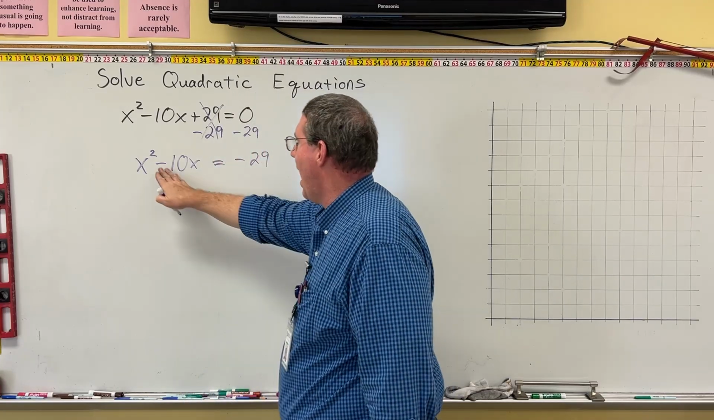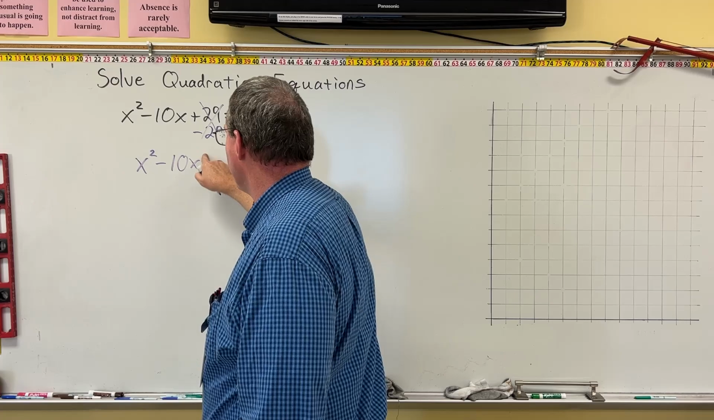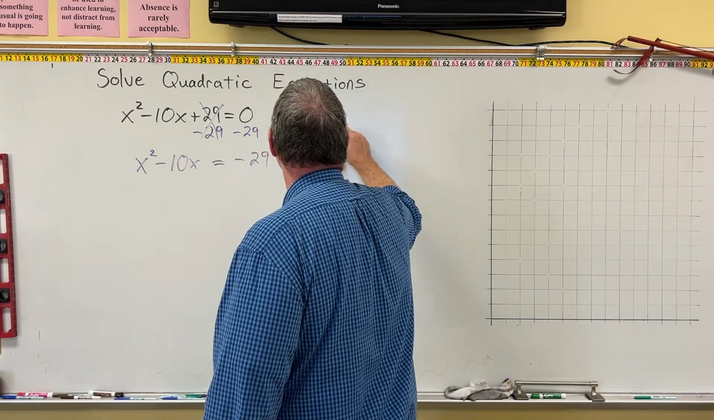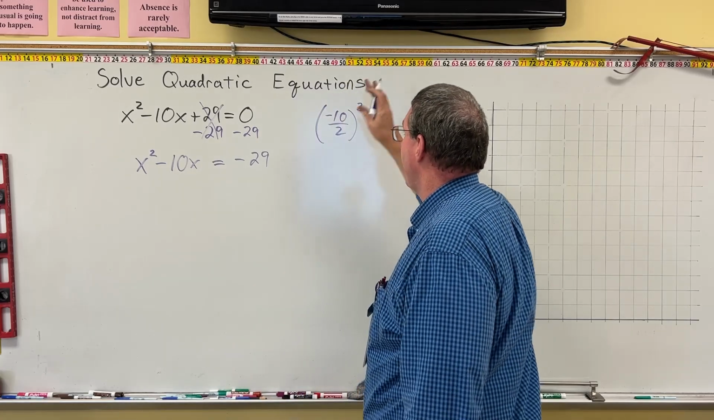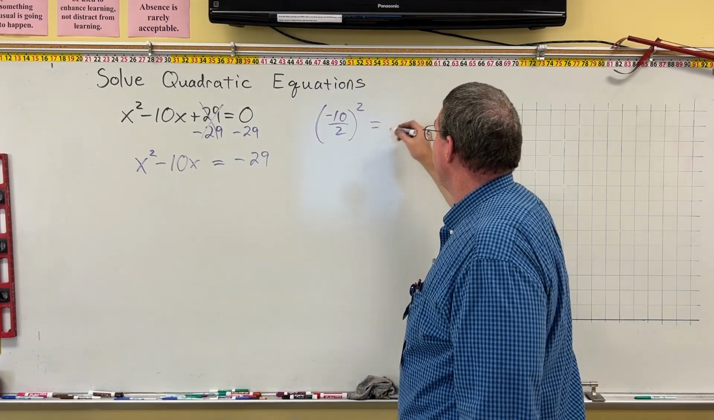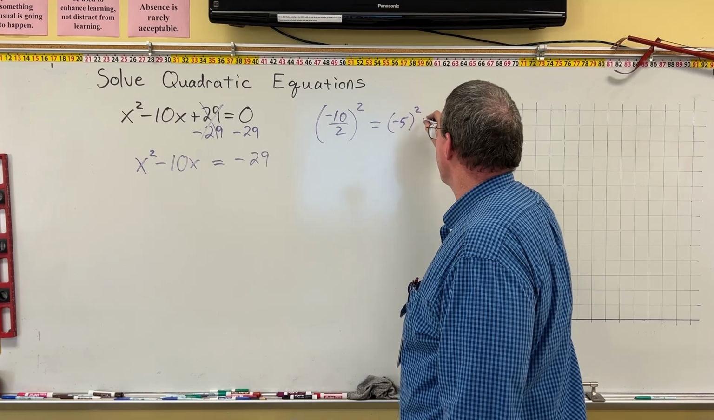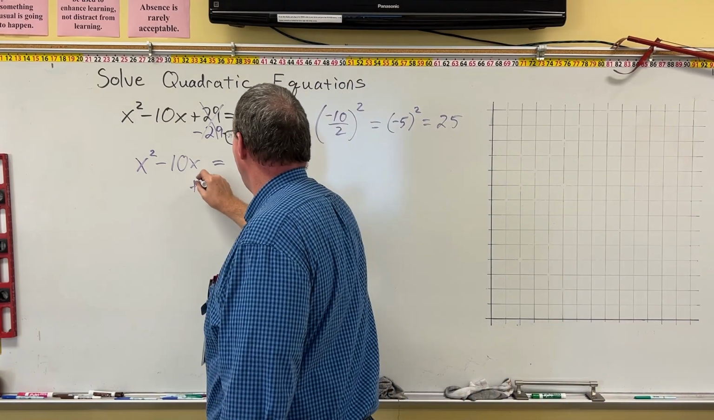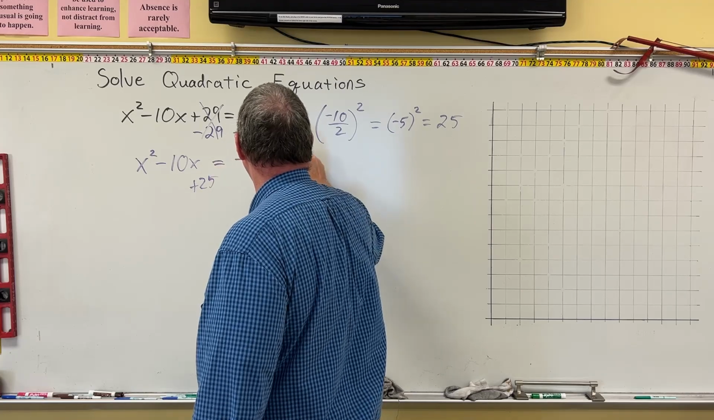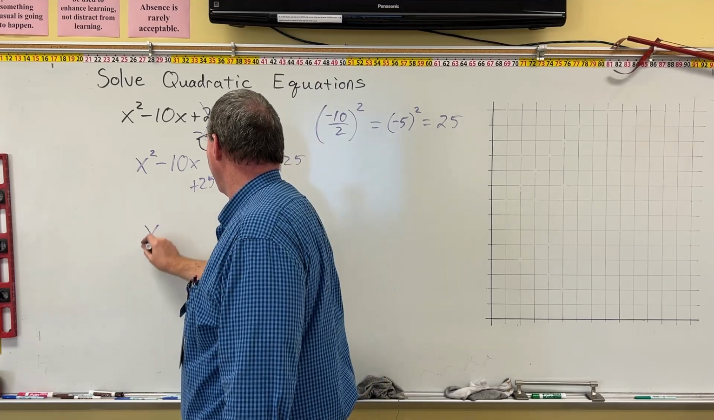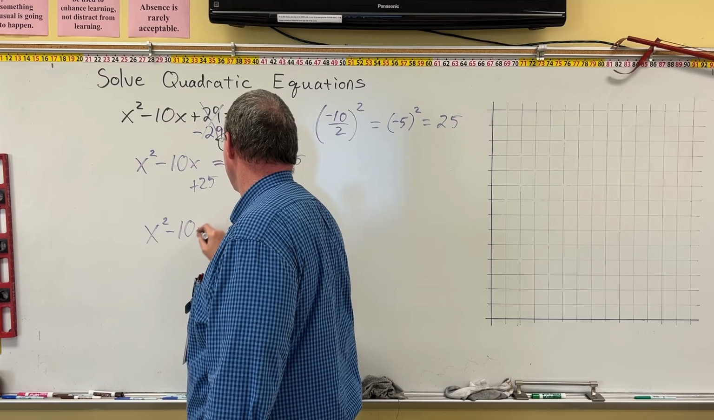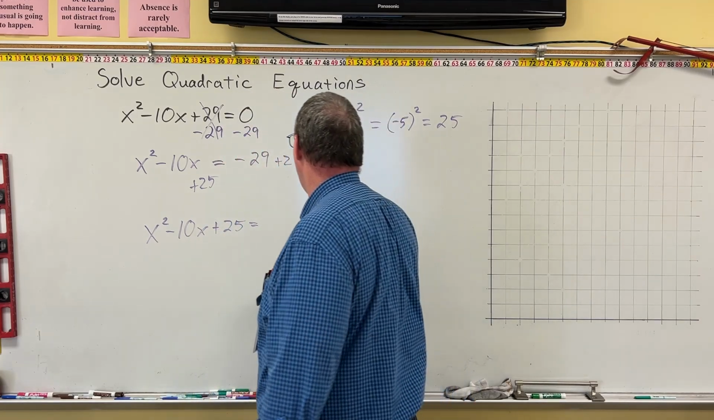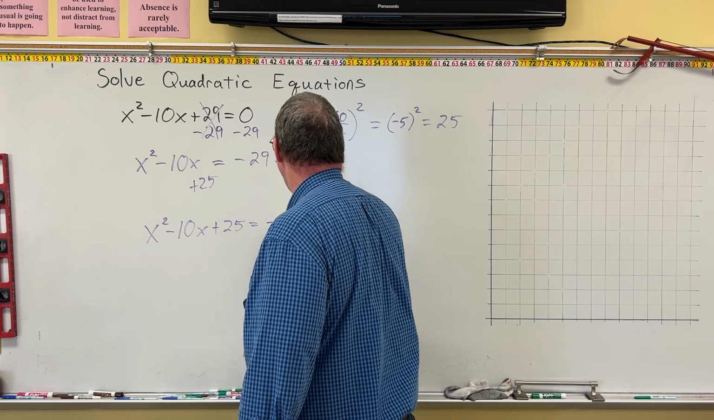Now we're going to take half of the x term, the x to the first power, the b. We're going to take half of it. So half of negative 10 is negative 10 over 2. And we're going to square it because we take half and square it. Half of negative 10 is negative 5. And we're going to square it. Negative 5 times negative 5 is 25. So we're going to add 25 here, and we're going to add 25 here. We wind up with x squared minus 10x plus 25 is equal to negative 29 plus 25 is negative 4.